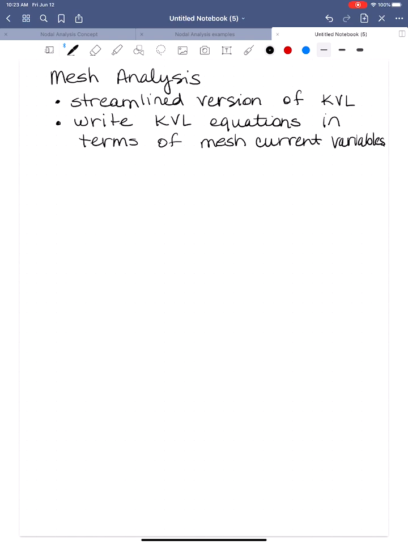Okay, so in nodal analysis, it was a streamlined version of KCL. We wrote KCL equations in terms of node voltage variables. In mesh analysis, we will write KVL equations in terms of mesh current variables. And we will very shortly refer to these KVL equations from heretofore as mesh equations.